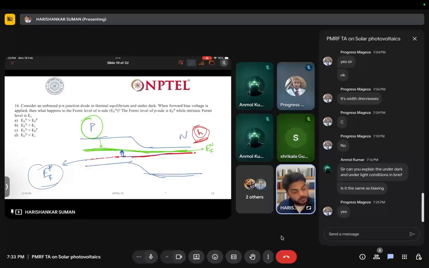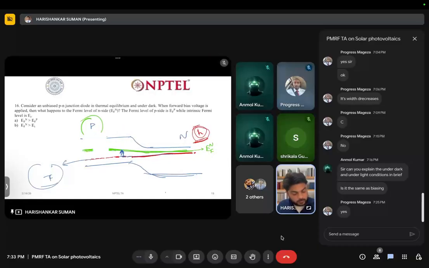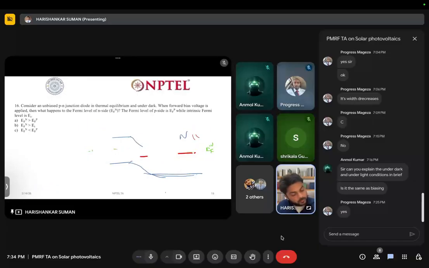Okay. Forget about the question, please think about the concept. Please search and check your memory or whatever you learned. What will happen under illumination condition of a p-n junction when we illuminate with sunlight?